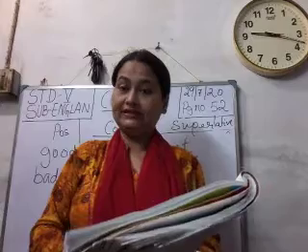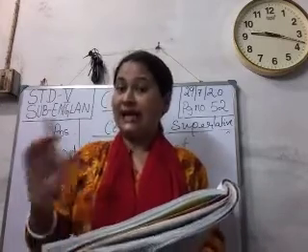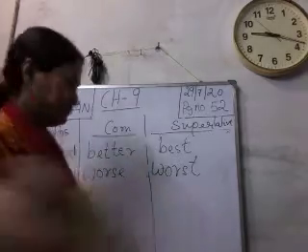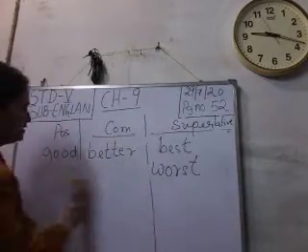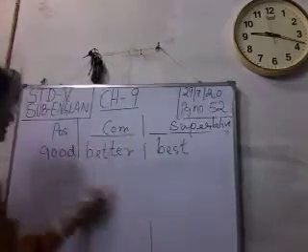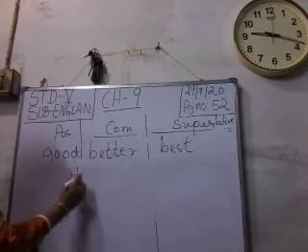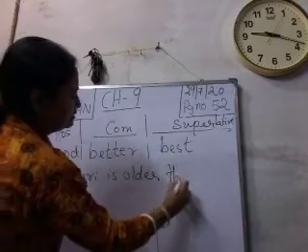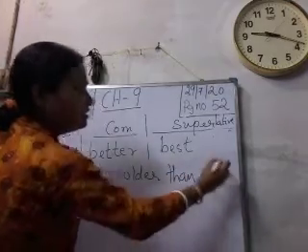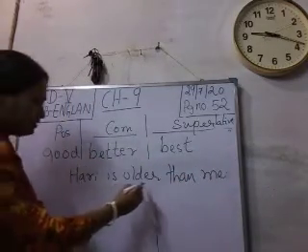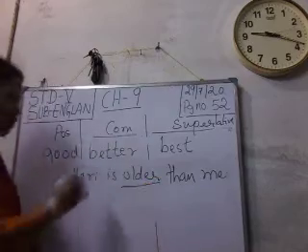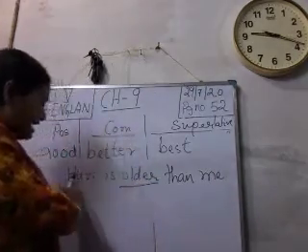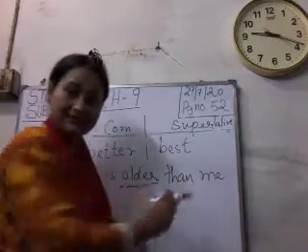See, Hari is older than me because I am talking about Hari's age. Hari is older than me. Let me write it down. Hari is older than me. Here I am talking about the age. So old, the root word old, has become older because I am comparing Hari with myself.